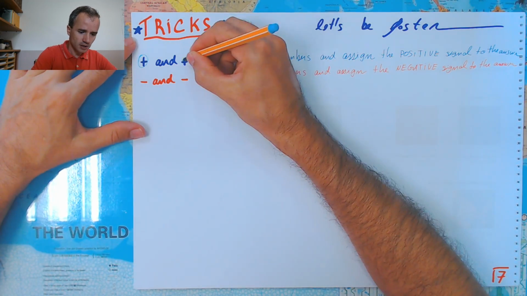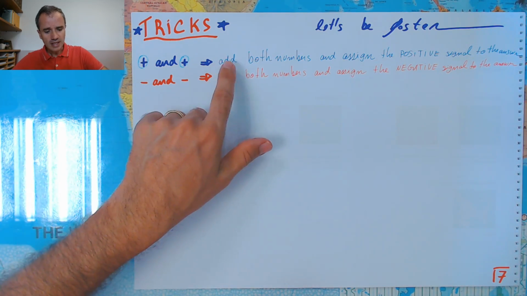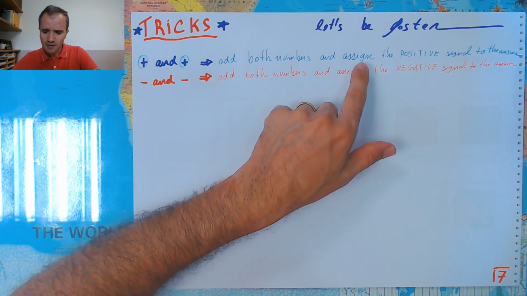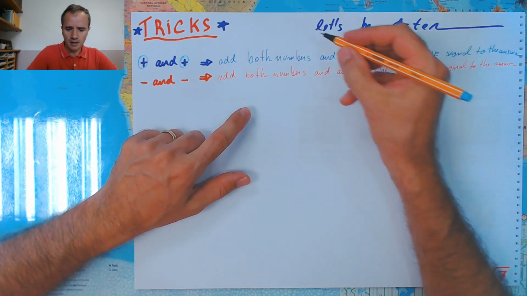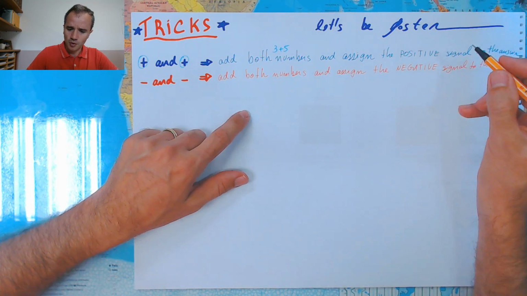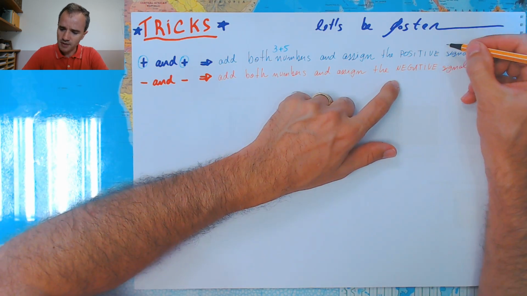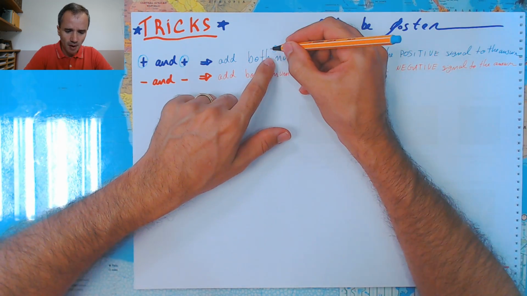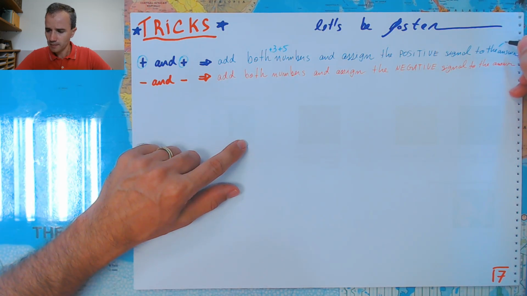a positive with a positive like 3 plus 5, 8, we just add both numbers 3 and 5 and assign the positive signal to the answer. Okay, just like if we have 3 plus 5, we just add both numbers and assign the positive signal, because everybody is being positive. So the answer is going to be plus 8 in this case, or just 8.